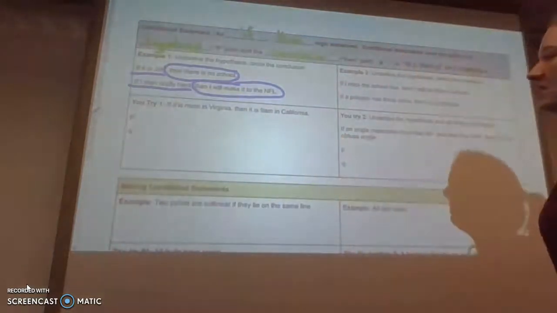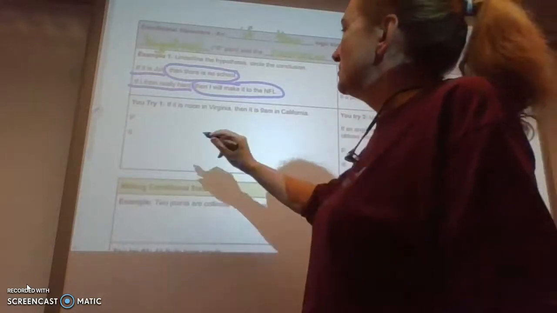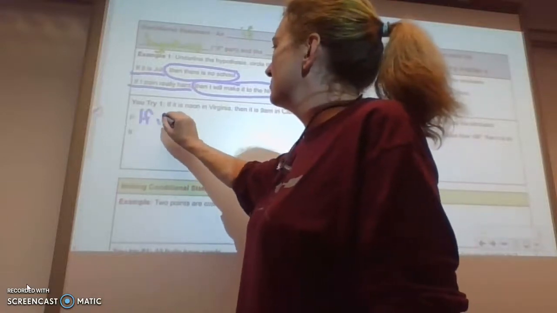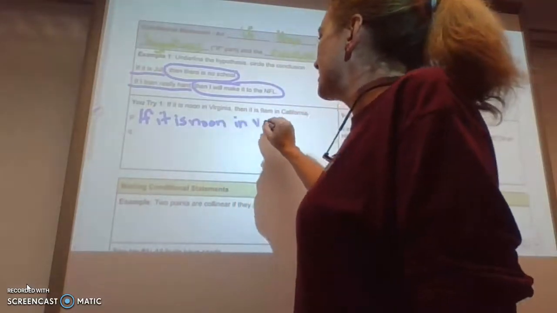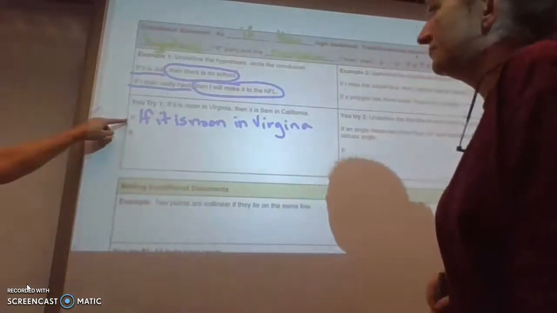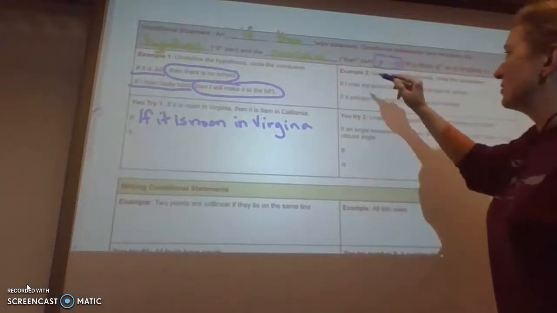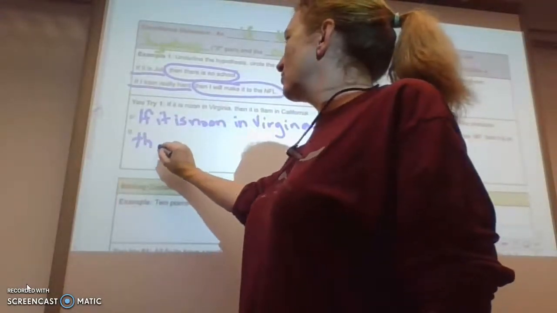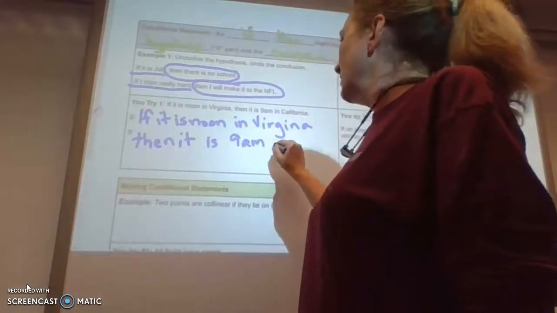Okay. So let's try it. If it is noon in Virginia, then it's 9 a.m. in California. What am I going to write here? I'm going to write if it is noon, because the P is always the hypothesis statement. So that's just a symbol for hypothesis. P for hypothesis. Right. So this is what your statement looks like, and we'll go over the notation more and more. My conclusion is always the Q. Then it is 9 a.m. in California.